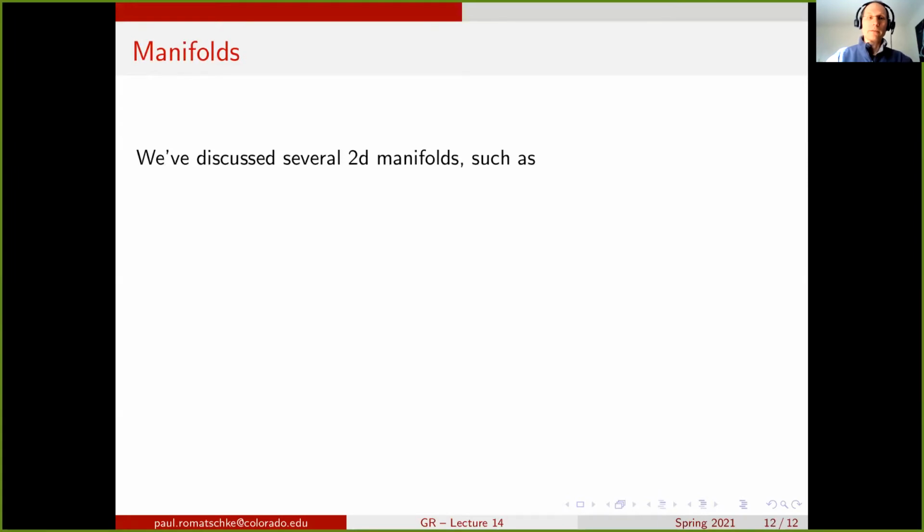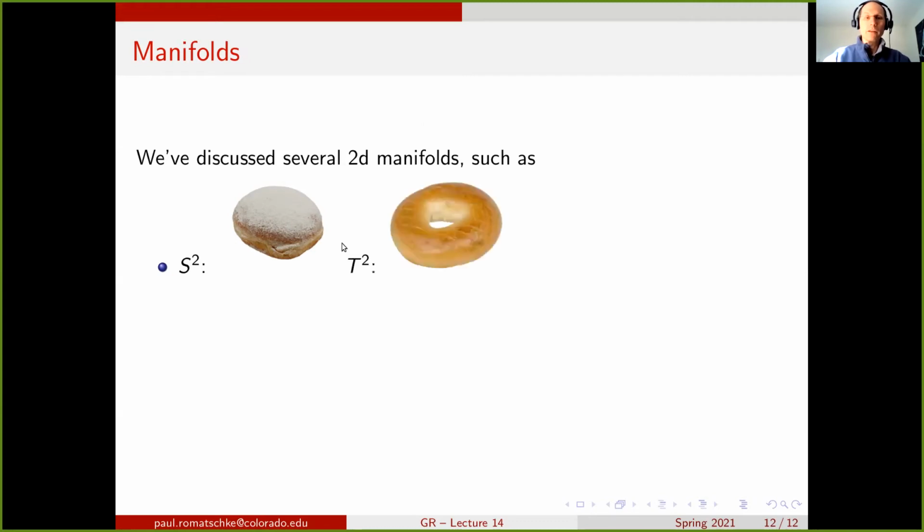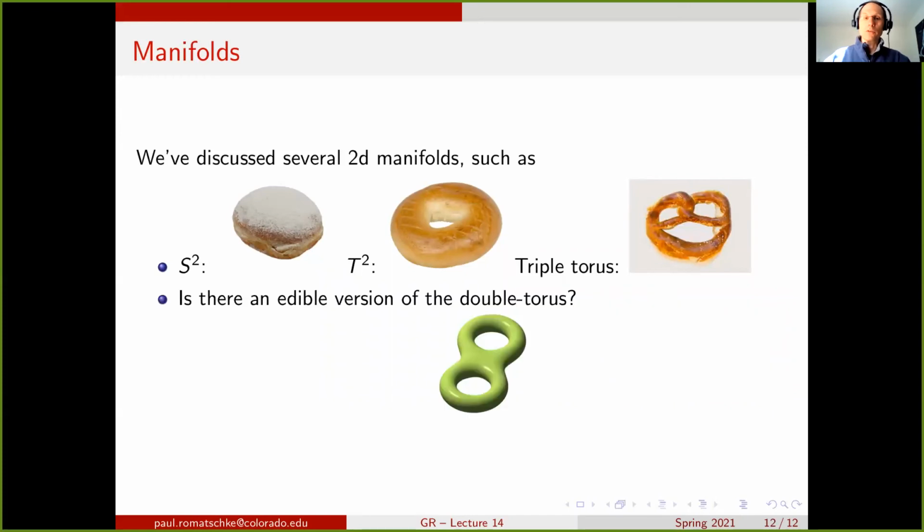To close up this lecture, I want to leave you with a homework assignment. We've discussed several two-dimensional manifolds. We've discussed the S2, which in the Austrian version is this pastry here that doesn't have any holes in it. Then we have discussed the torus, which in the American version does have one hole in it. We have discussed the triple torus, which in the German version has 3 holes in it. So the homework assignment I have for you is: is there an edible version of the double torus, or the two-torus? I don't know the answer to this question, but I would be interested to hear what you find out. And that concludes the present lecture.